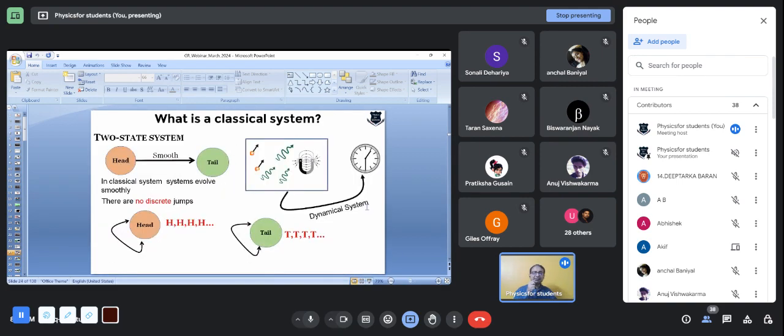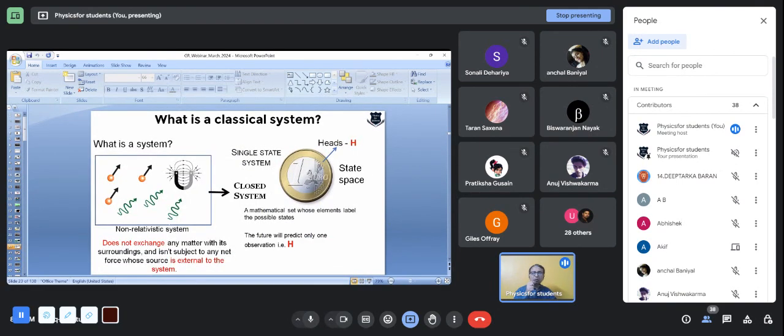Now, this is what is called a closed system. I'm just glancing over this because maybe some of you know that it does not exchange any interaction. And suppose the system has just a head, so we take a coin. Imagine that the coin has only a head. If I flip it upwards, it will again land as head.